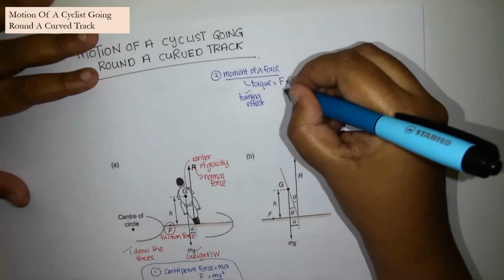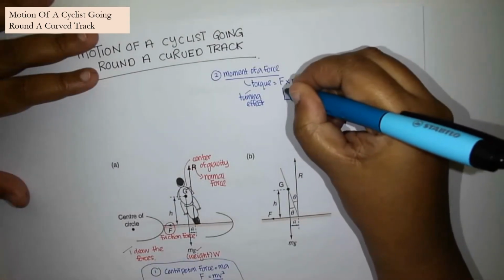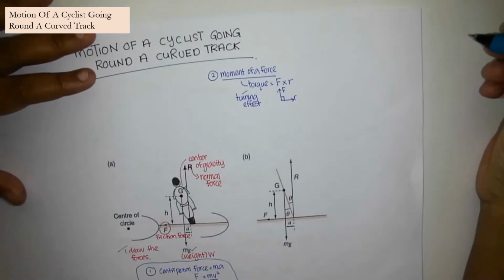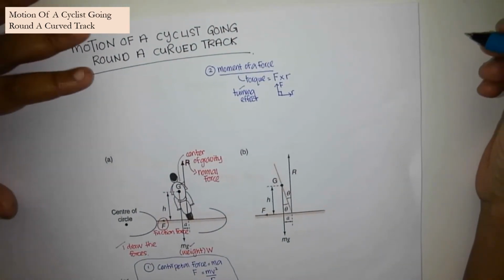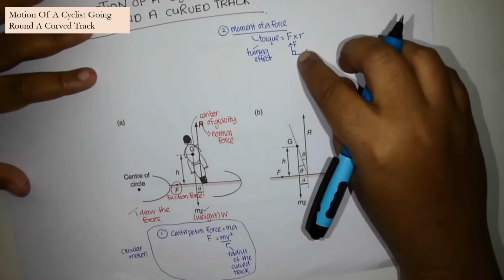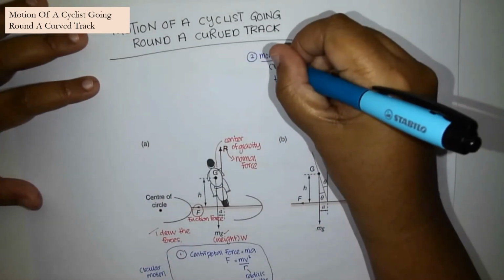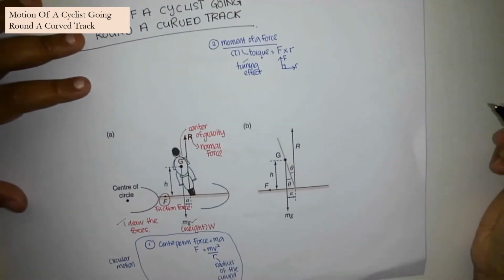The condition is that F and R must be perpendicular. One more thing I forgot, the symbol of torque is tau.